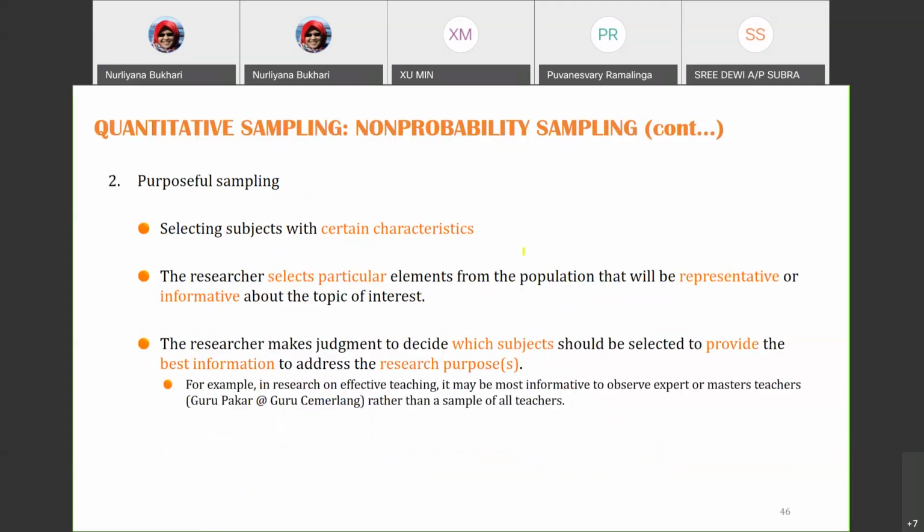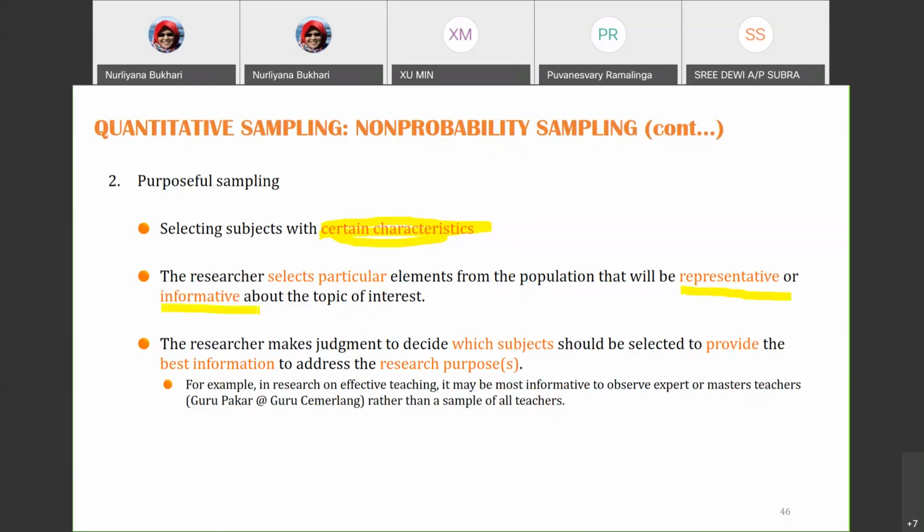Purposeful sampling, you have certain characteristics, and I think most of you will use this purposeful sampling. But check, you can use stratified if you have the sampling list and you know how to actually stratify them or cluster them. Okay, so if not, then you use purposeful sampling. Because if you are using random sampling, there are all the requirements on how you make sure of the selection. Okay, the researcher selects particular elements from the population that will be representative or informative.